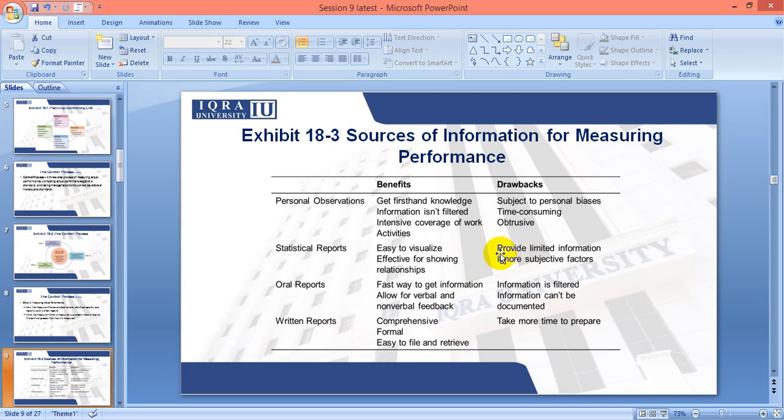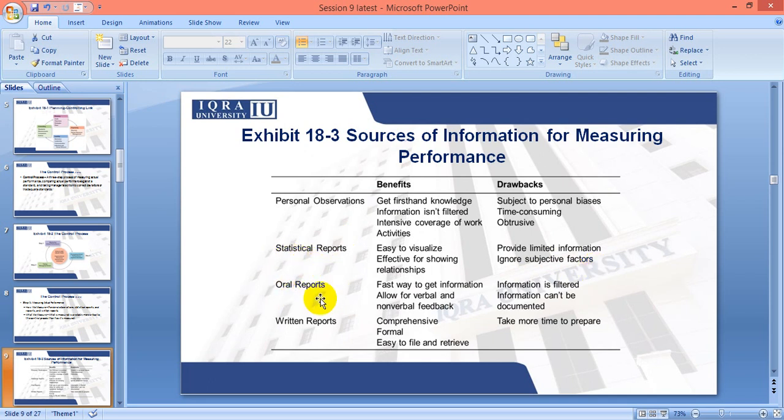But the drawbacks are that it actually provides limited information and ignores subjective factors. Now, what does it mean that it ignores subjective factors? Only logic and calculations cannot show those factors which were actually influencing a performance. For example, surrounding factors or harassment factors, any factor due to which an employee was unable to perform his or her task. Those are subjective factors which cannot be seen through a statistical report.